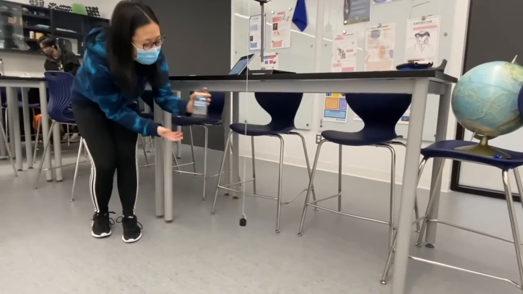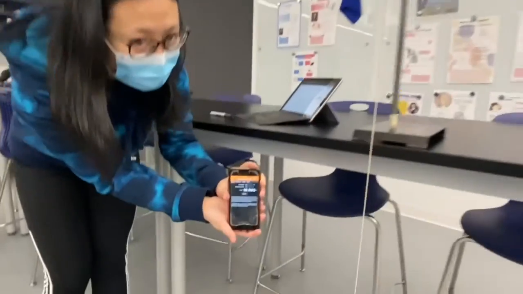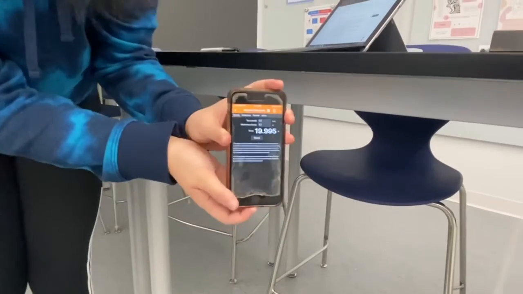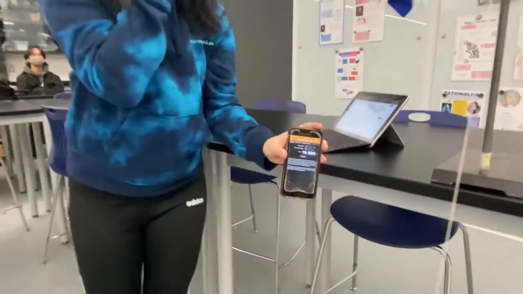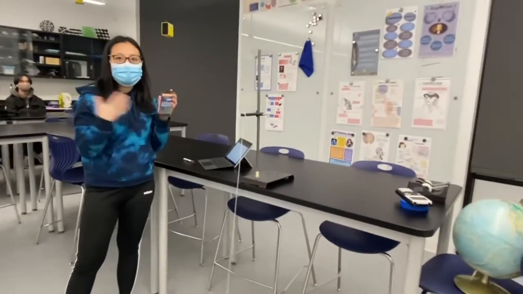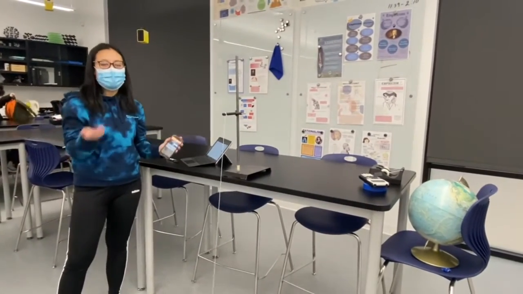As you can see, the time that we got here was 19.995 seconds, which is pretty close to the 20 seconds that we should expect for the 10 swings of the pendulum. So by dividing it, we can find the time for 1 period, and then using that, we can manipulate the equation to find the value of g.